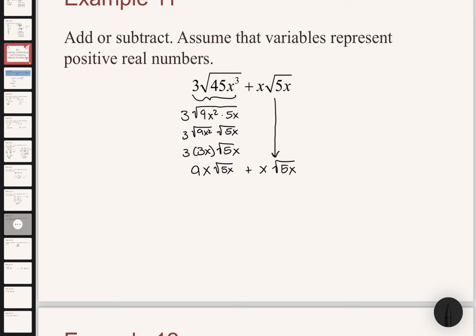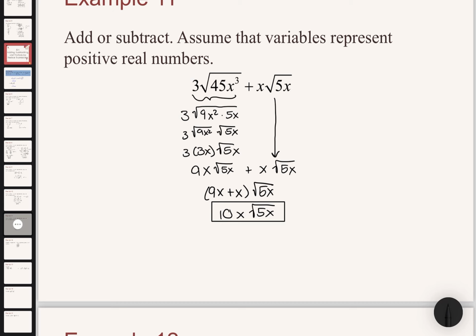I'm going to do the same process I did. Even though I have x's, it's the same process. 3x plus x, radical 5x. That's going to give us 4x square root of 5x as our final answer here, our simplified answer. So same process. This was just a step up dealing with a few more variables.